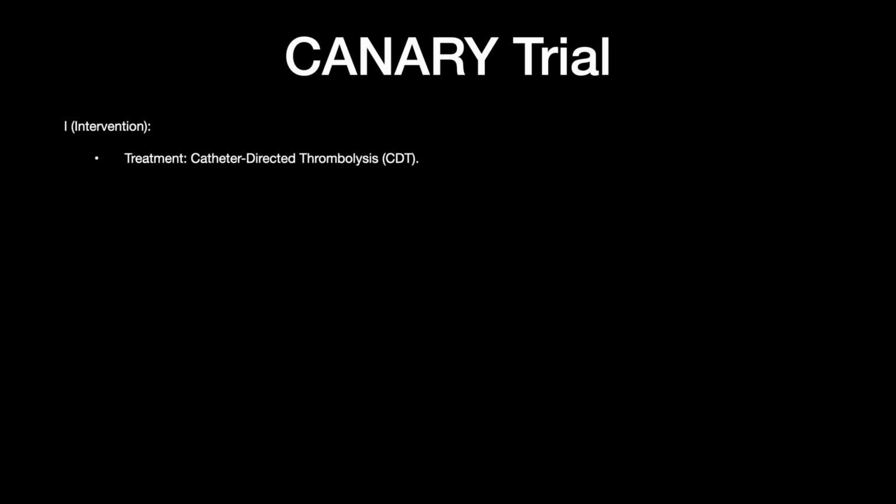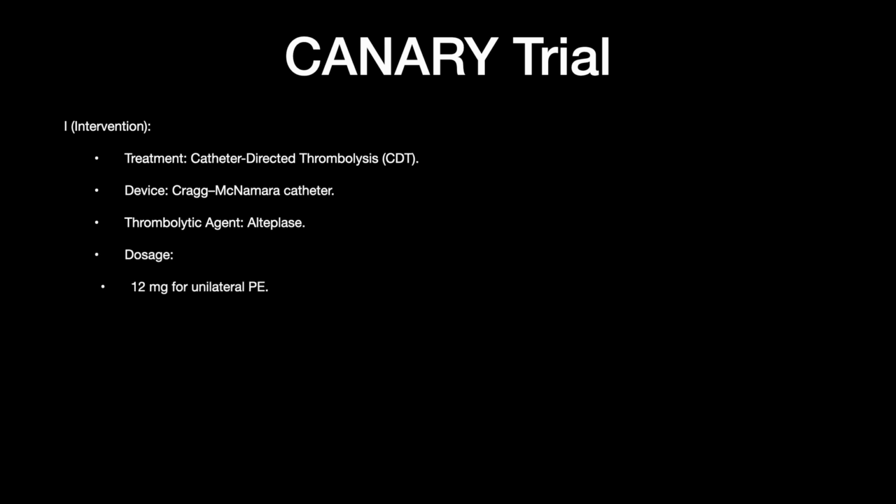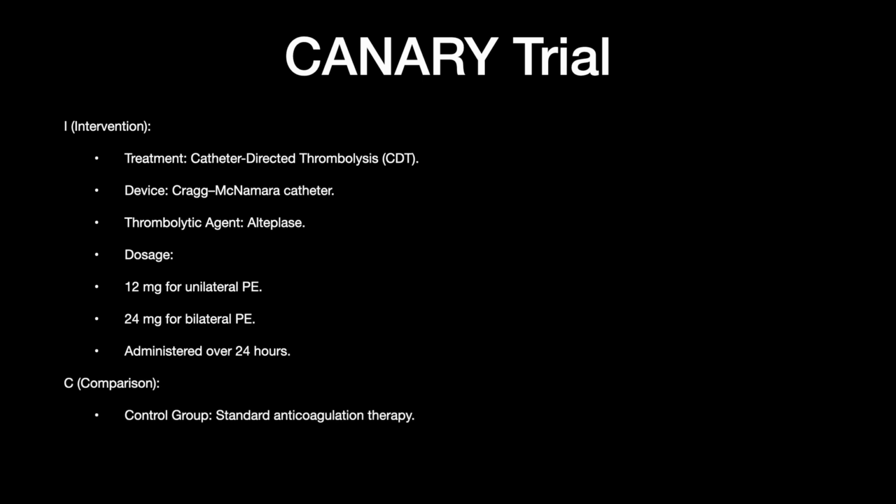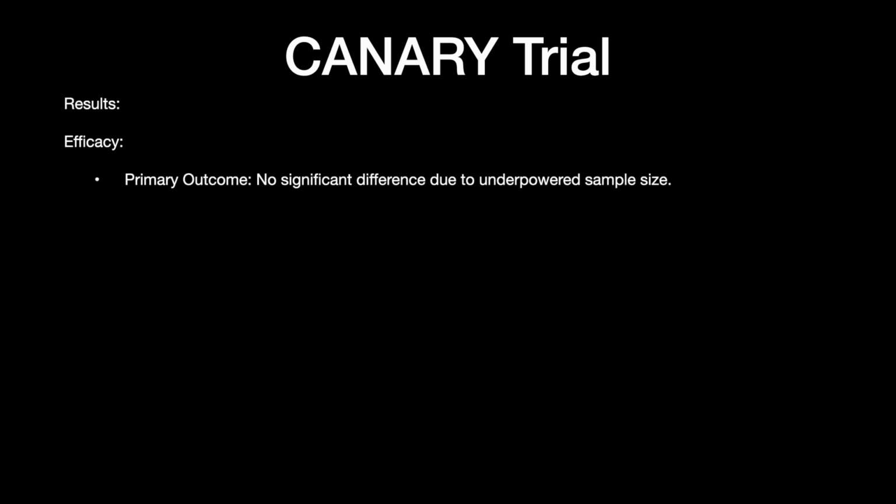The intervention used is catheter-directed thrombolysis, the Cragg-McNamara catheter with alteplase. The dose, however, used is a little different again, 12 for unilateral and 24 for bilateral, administered over 24 hours. And the comparison is standard anticoagulation with enoxaparin. And the results show efficacy of no significant difference, probably because of the early termination.